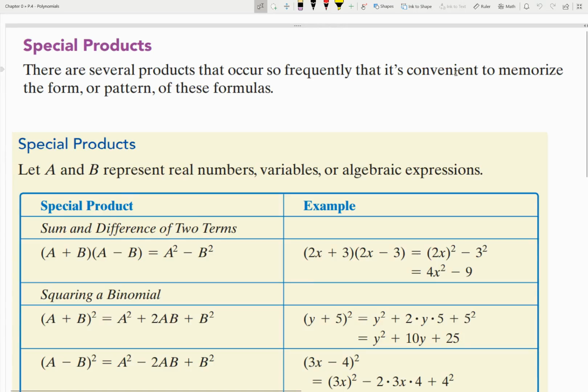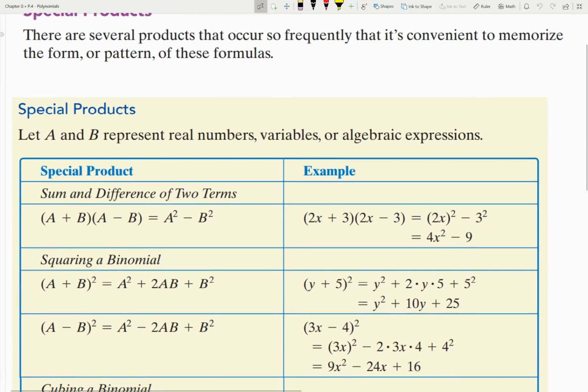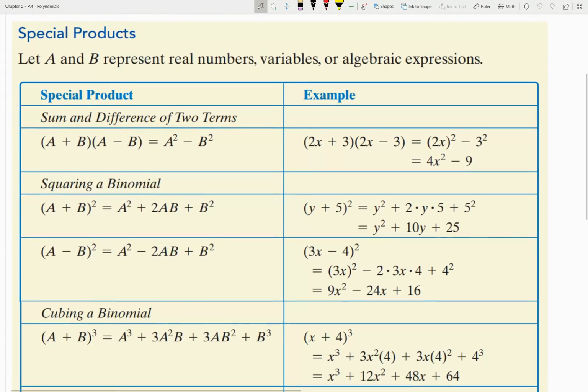Okay, so let's talk a little bit about some special products. These are the products that occur so frequently, it's convenient to try to memorize the pattern so that way when I see them, I don't have to think about it too much and I can just multiply these together.